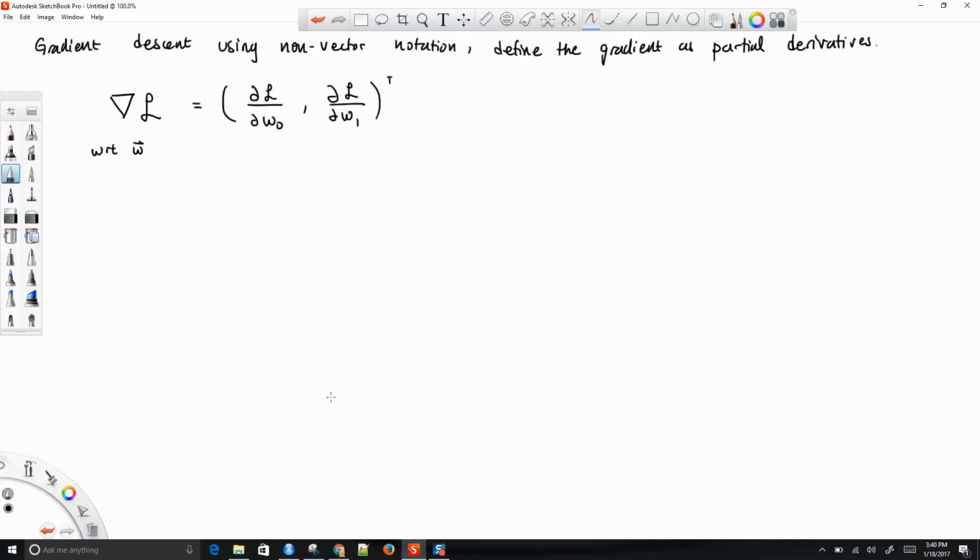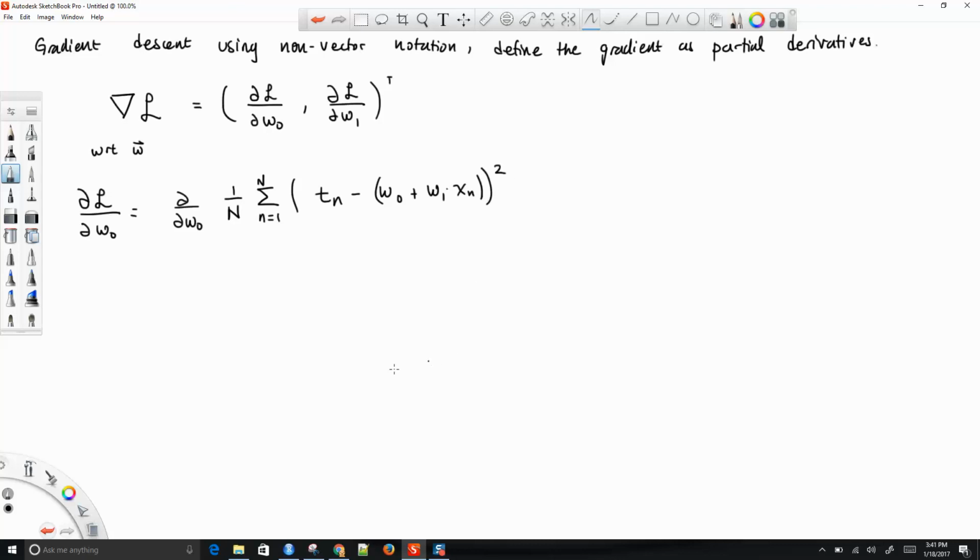And so if we calculate the partial derivative of the loss function with respect to W0, and now because I'm in non-vector notation, I'm going to have the sum from n equals 1 to N of t sub n minus, so that's what we have there.